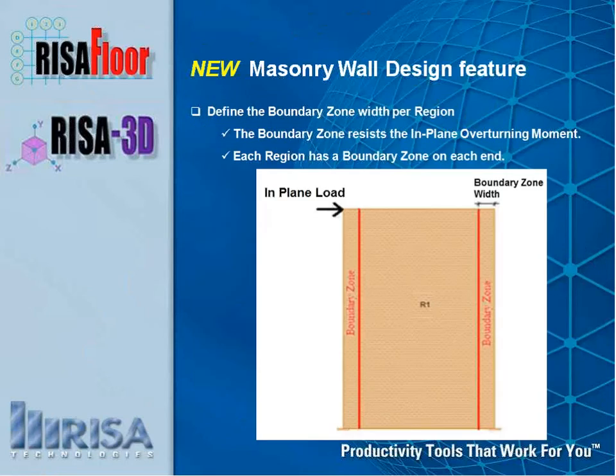We also have a way to define the boundary zone width per region. If we look at this picture, the boundary zones are the two edges on each side of each region. So each region has a boundary zone on each side, and as we apply in-plane loads, that boundary zone is going to be resisting our overturning moment. Each region will automatically get this boundary zone for you, and we'll see how to input that information too.